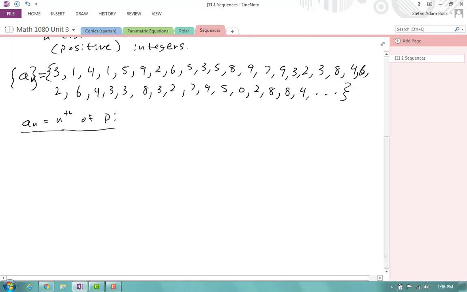Similarly, suppose I had b sub n is equal to some kind of a function. I could have b sub n equal to 1 over 2 to the n, for n greater than or equal to 1, just so that I know where to start my sequence. Or I might add on the notation, n equals 1 to infinity, like that.